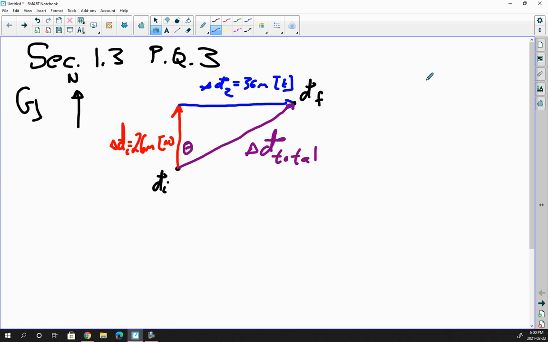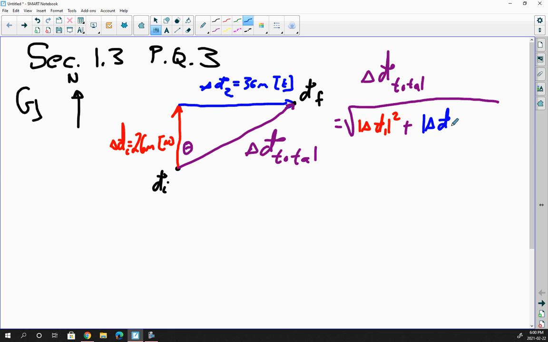The main part of this is finding total displacement by using algebra and using the Pythagorean theorem. So the first part here is we would square the first displacement plus square the second displacement, find the square root of all of that, and that would give us an answer. So let's see what we got here. We've got 26 meters squared plus 36 meters squared.